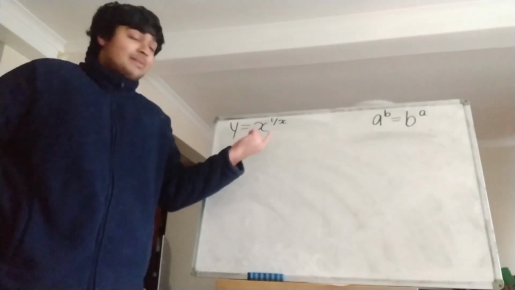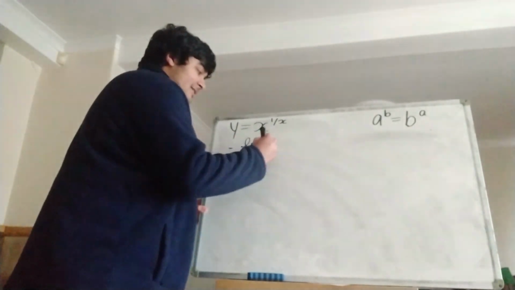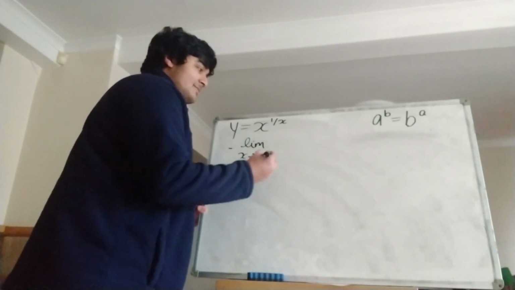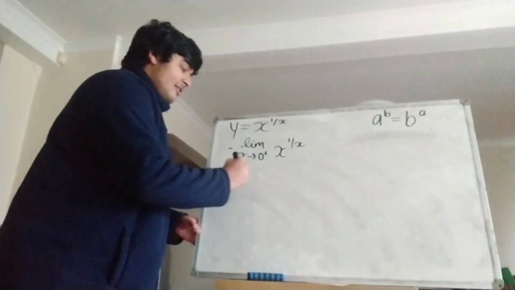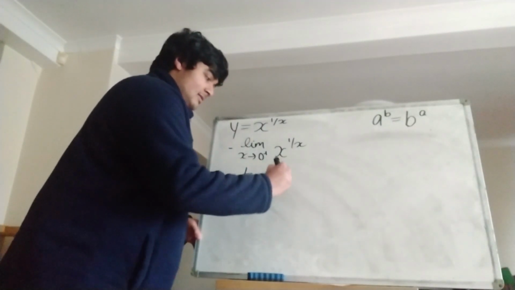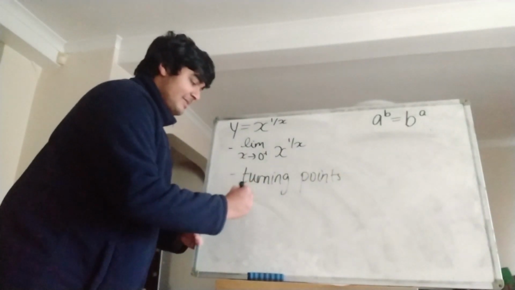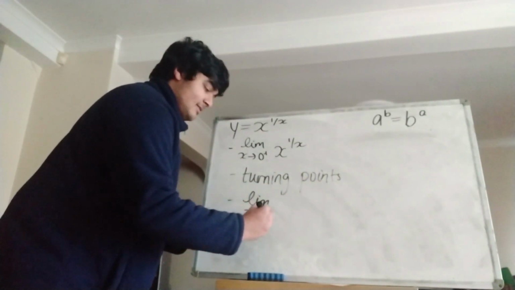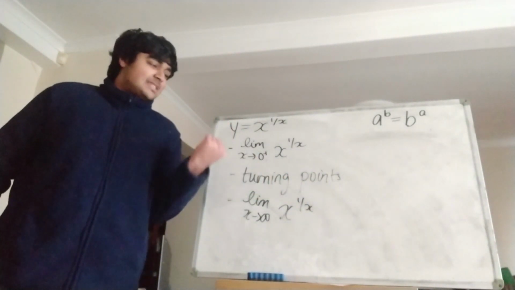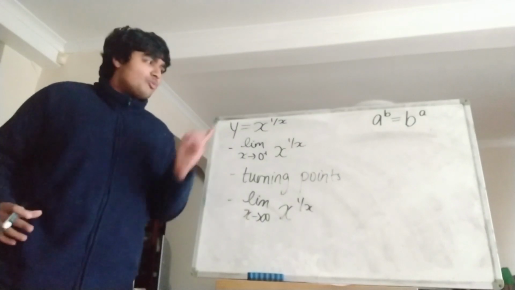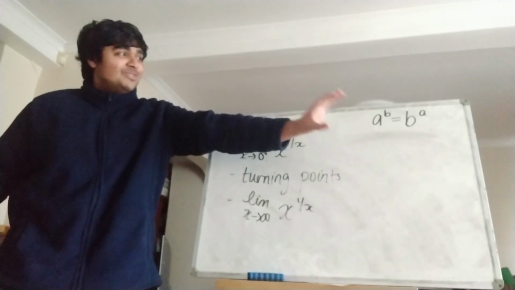Firstly, what is the behaviour as x goes to 0? So I firstly want to know what is the limit as x goes to 0 from the positive side of x to the 1 over x. The other thing I want to know is turning points. And the final thing is the limit as x goes to infinity of this thing here. Once I've worked out these three pieces of information, I can draw a rough sketch of this graph, which again will help us solve the general problem, which will then help us solve that problem here.